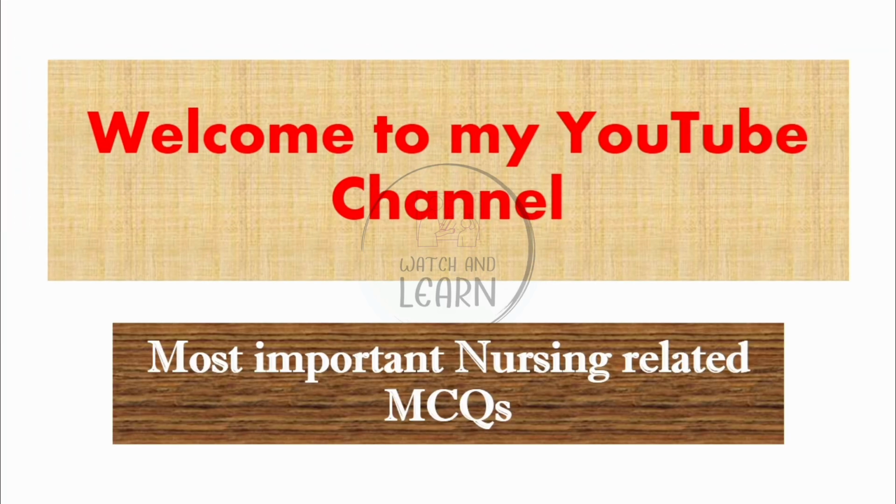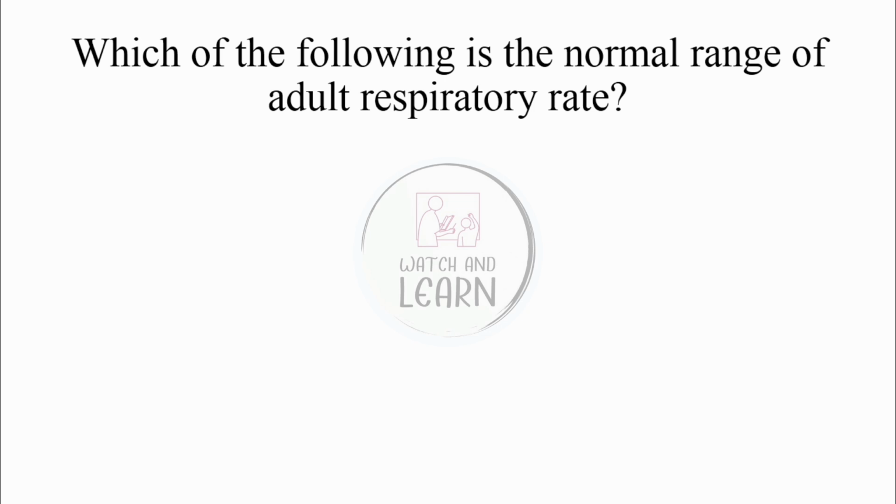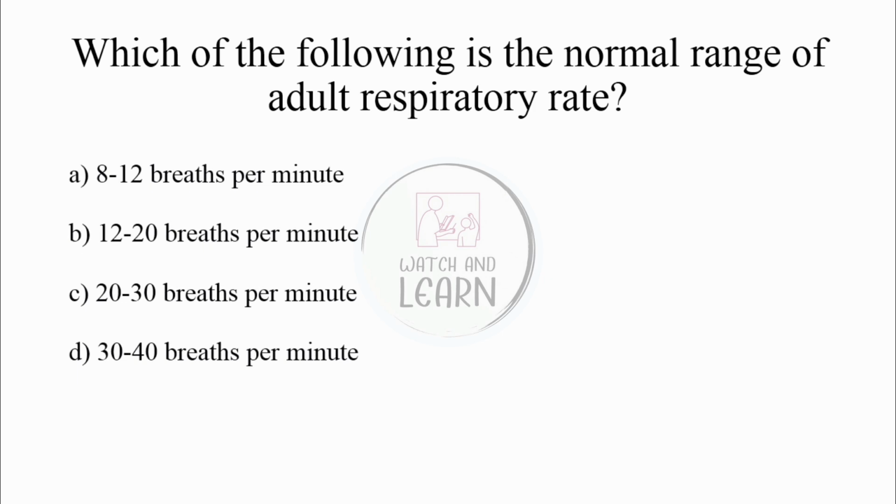Today our topic is about most important nursing related MCQs. Which of the following is the normal range of adult respiratory rate? Options are option A 8 to 12 breaths per minute, option B 12 to 20 breaths per minute, option C 20 to 30 breaths per minute, option D 30 to 40 breaths per minute. The right option is answer B 12 to 20 breaths per minute.